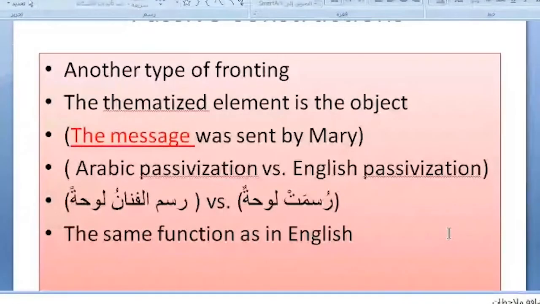So again, in the Arabic passive, as you can see in this example, رسم الفنان لوحة, and its passive construction is رسمت لوحة. In the active voice, the first element is the verb, which is رسم. And in the passive construction, رسمت لوحة, the first element is also the verb. So there is no change. It is unlike English.